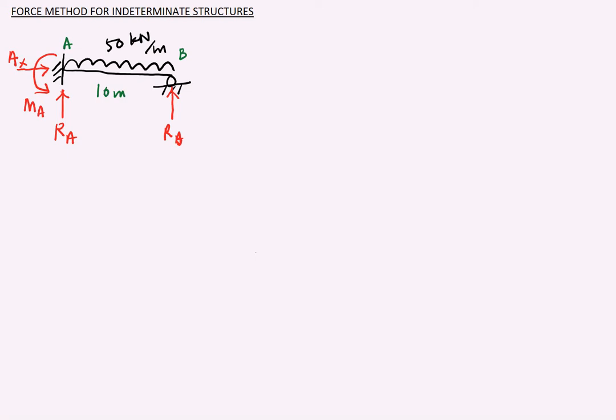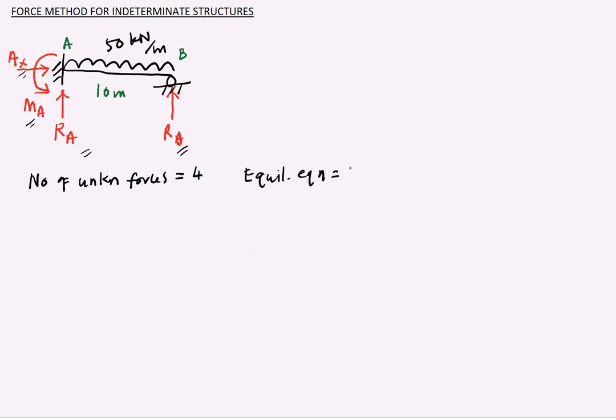So to determine the degree of indeterminacy, the number of unknown forces or reactions is equal to 4: RA, RB, AX and MA, and then the number of equilibrium equations is equal to 3. Okay, as we know, it's force in X, force in Y, and moment in Z direction. So as our number of unknown forces is more than the equilibrium equations, mathematically we cannot solve for this problem.